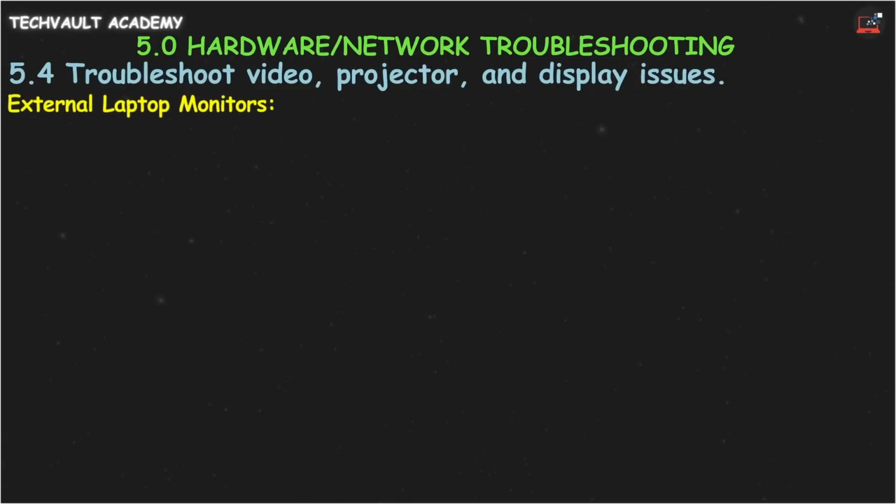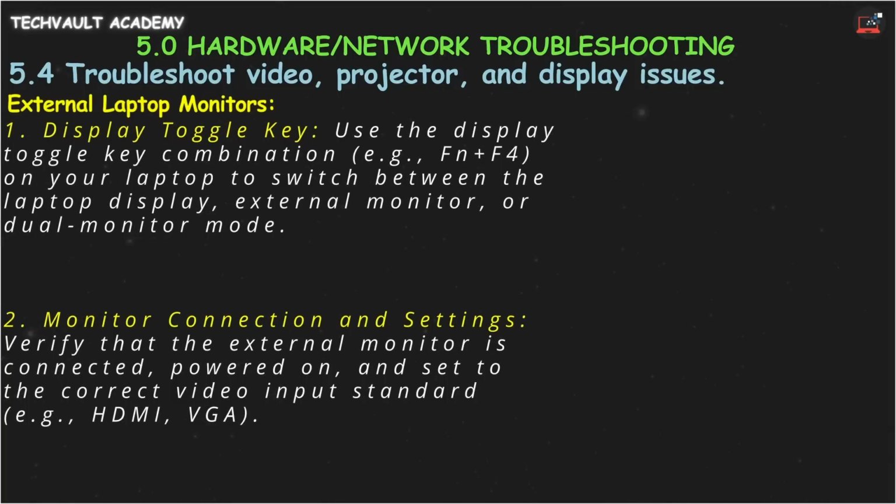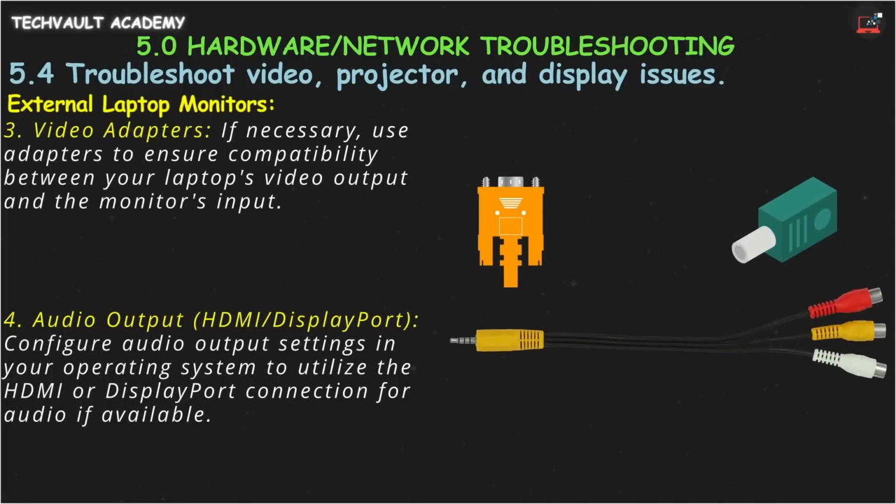External laptop monitors. 1. Display toggle key. Use the display toggle key combination, for example FN plus F4, on your laptop to switch between the laptop display, external monitor, or dual monitor mode. 2. Monitor connection and settings. Verify that the external monitor is connected, powered on, and set to the correct video input standard, for example HDMI or VGA. 3. Video adapters. If necessary, use adapters to ensure compatibility between your laptop's video output and the monitor's input.